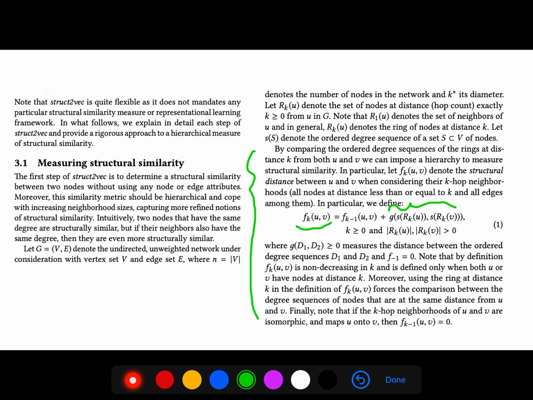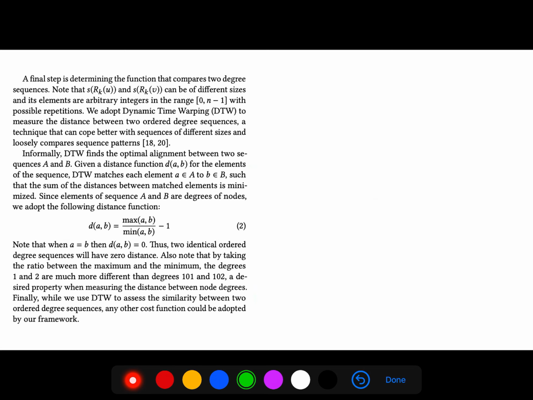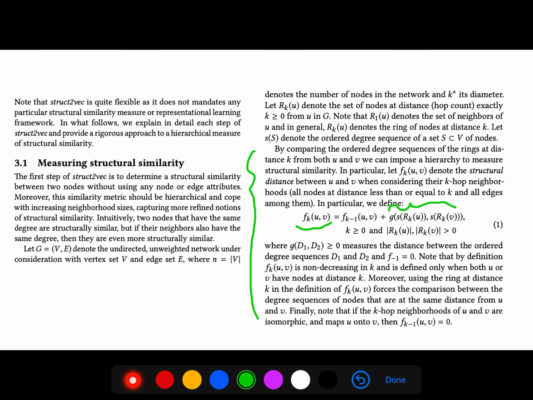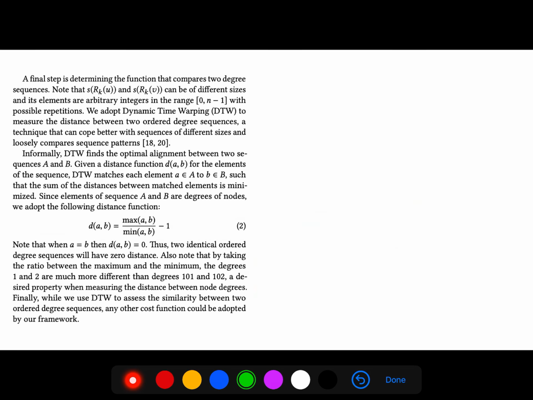And also using the ring at distance k forces comparison between the degree sequences of nodes that are the same distance from U and V. Of course, nowadays we don't do such a thing. We have very advanced graph kernels. So this paper is from 8 years ago, but you will see that it has some good ideas still relevant today.